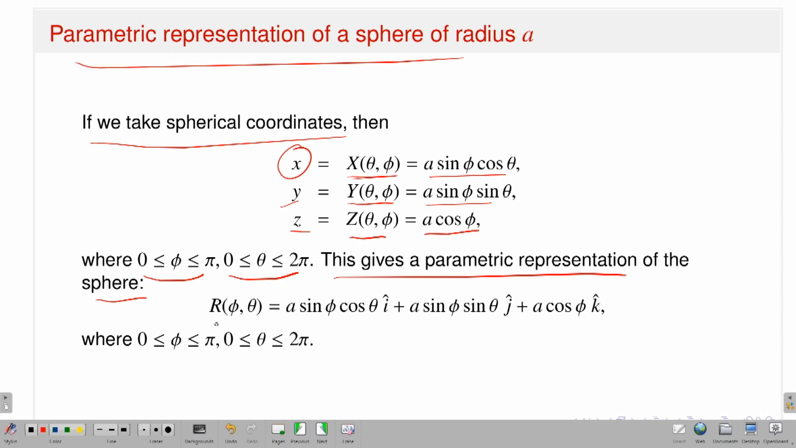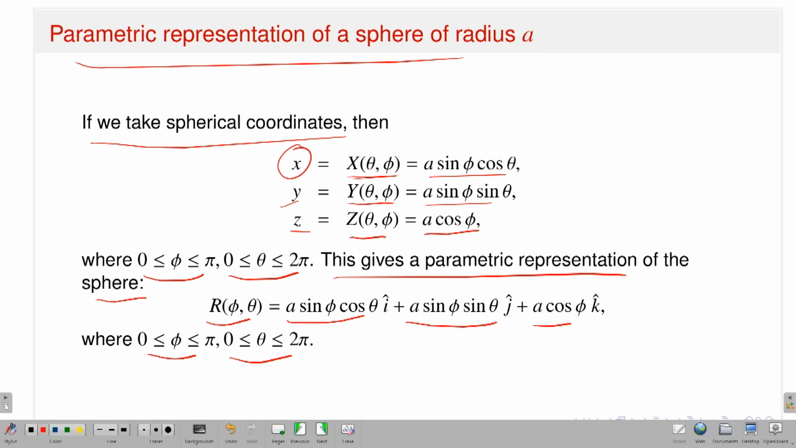What is my representation? That means this is my capital R. Capital R is a function of phi and theta, where phi varies from 0 to pi and theta varies from 0 to 2 pi, because phi and theta vary in the two-dimensional plane. Since phi varies from 0 to pi and theta varies from 0 to 2 pi, it is actually a kind of square region. It's a very nice region in R2, and it's taking values in R3. So the first component is a sine phi cosine theta, the second component is a sine phi sine theta, and the third component is a cosine of phi.